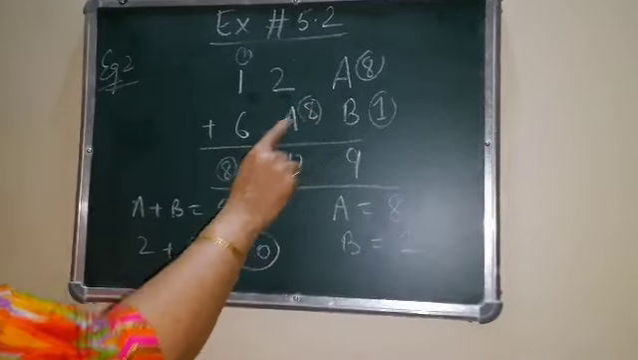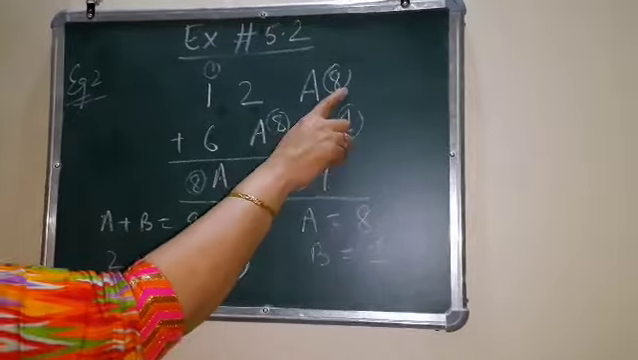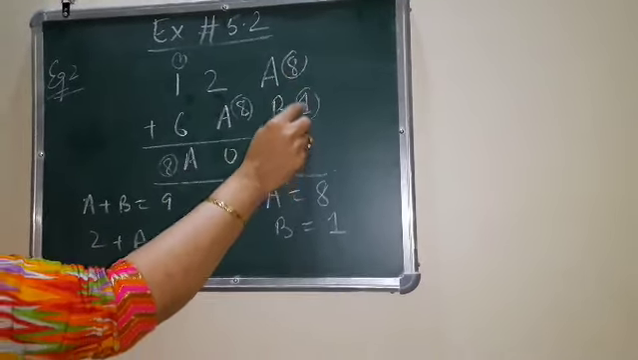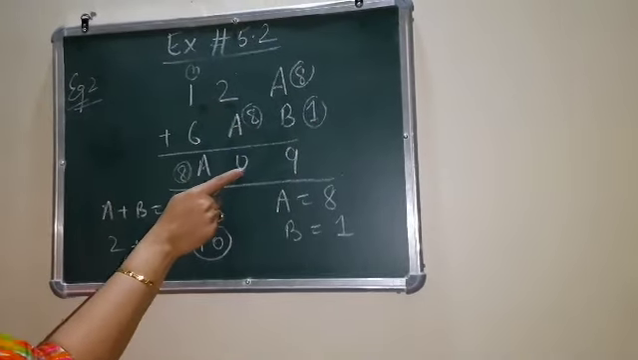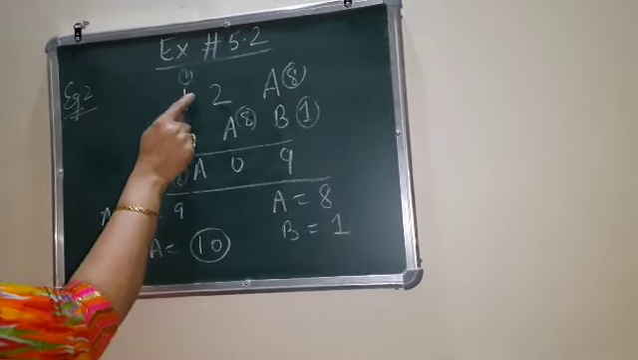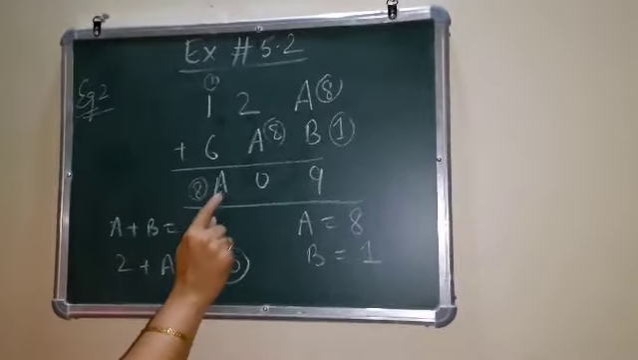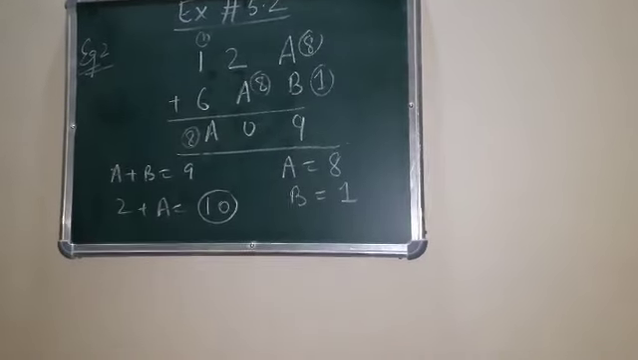So we have put 8 here, 8 here and 8 here. Now we will see whether we are getting the answer or not. If I put 8 here, I want 9. So what will be added to 8 to get 9? 1. So 8 plus 1 is 9. Similarly, 2 plus 8 is 10, 0 and 1 carry. 6 plus 1, 7 plus 1, again we have got the answer 8 here. That means my A is 8 and B is 1. So this is how we have done.